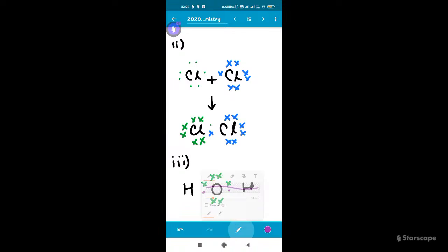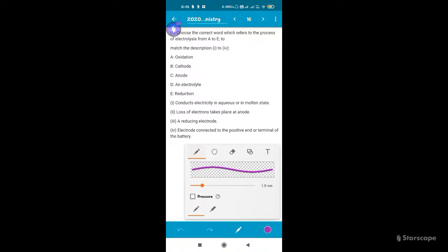Hydrogen also has 2 electrons now. These are the 2 electrons which are present in the first hydrogen, and these are the 2 electrons which are present in the second hydrogen. And oxygen, if you count, has a total of 8 electrons now, 6 of its own and 2 which are shared by hydrogen. So this is the electron dot structure for water molecule. A very easy question which can easily fetch you 3 marks. I hope this question is also clear. Let's move on to the next question now.